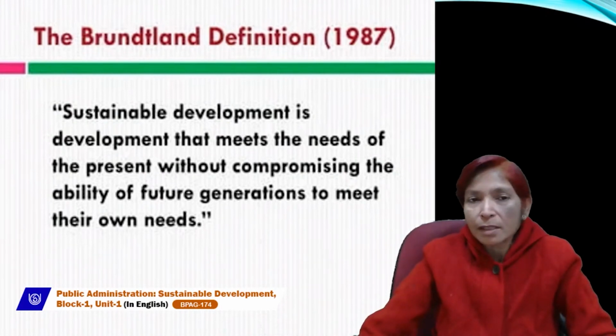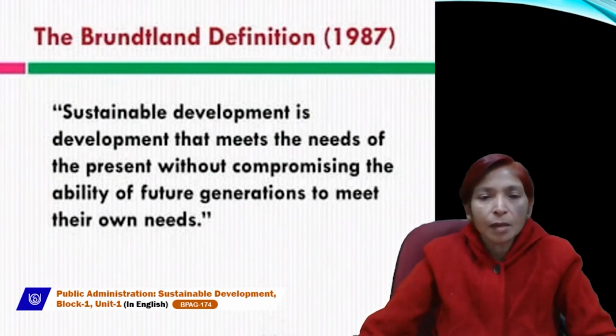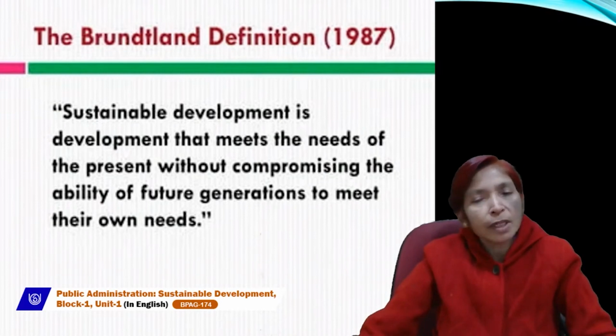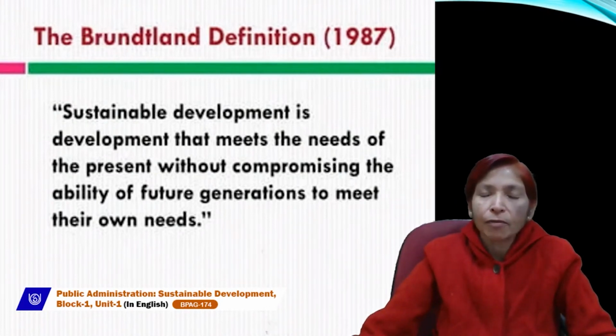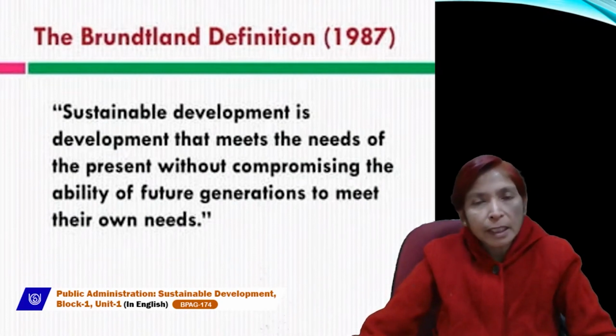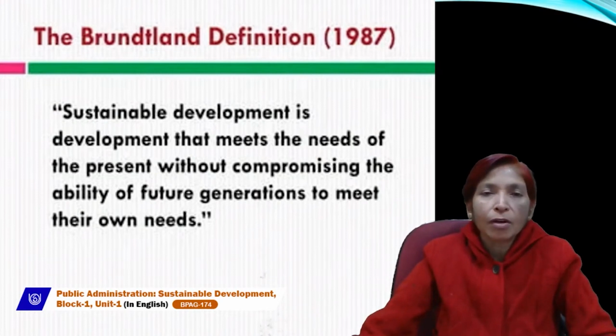It is a very simple definition, and it clearly says that sustainable development will exist when the needs of both generations can be fully satisfied. No one has to compromise. If both generations can fulfill their needs, then this type of development will be called sustainable development.